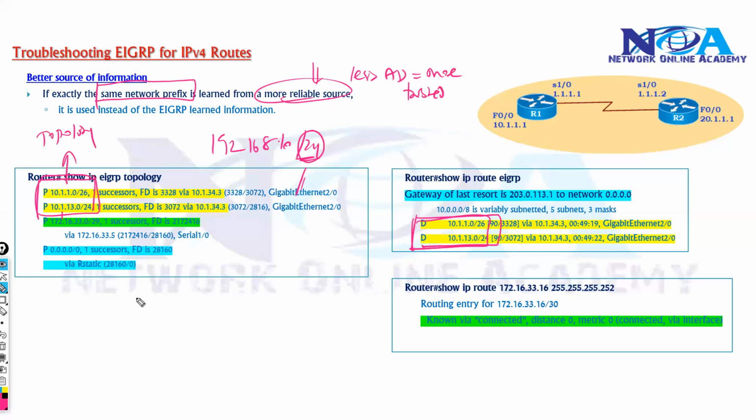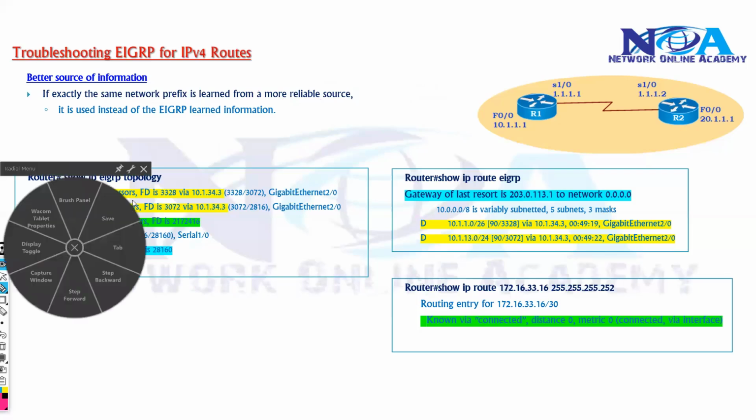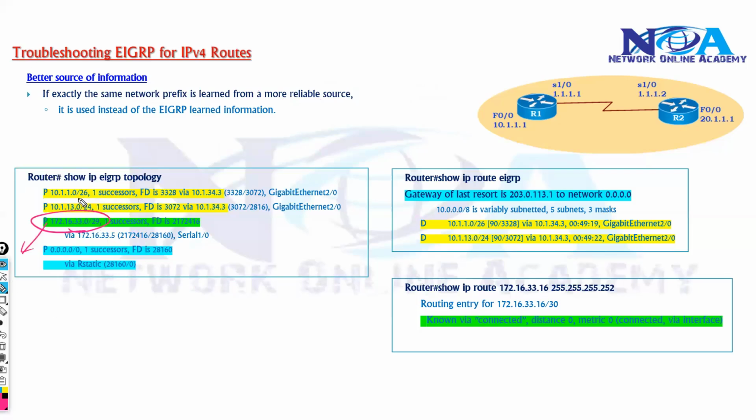So in EIGRP, as you know, the routes will be present in the topology table, and then probably the best of them will be installed in the routing table here. But again, if you observe this specific one, the green one, this route is in the topology table, but not in the routing table, right? Sometimes you may see some routes in the topology table, but they are not in the routing table.